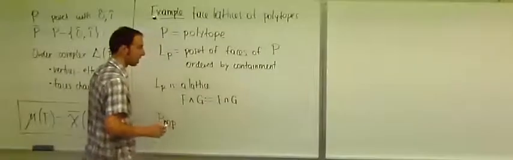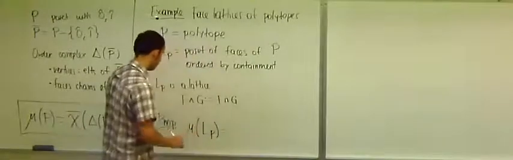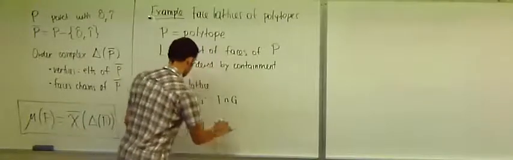and the proposition that I would like to show is the following. The Mobius number of this poset is going to be nice. It's just going to equal -1 to the dimension of the polytope.